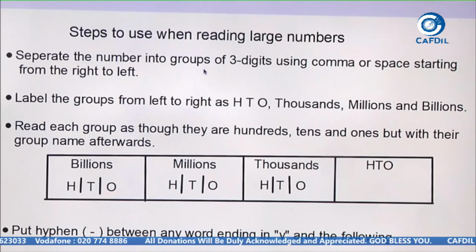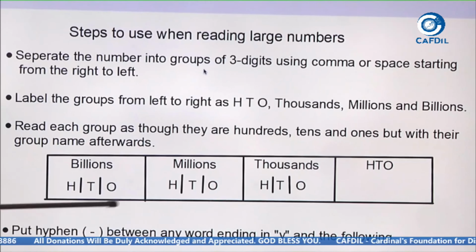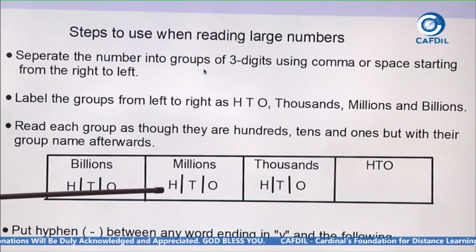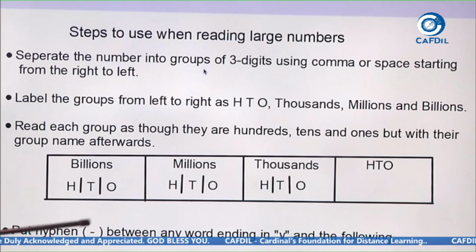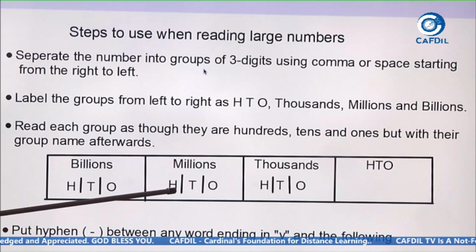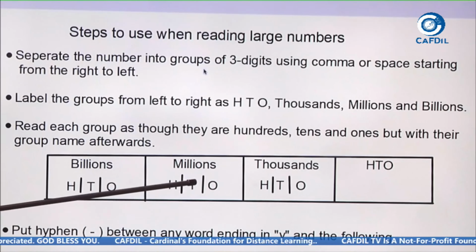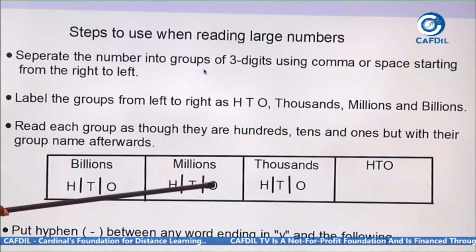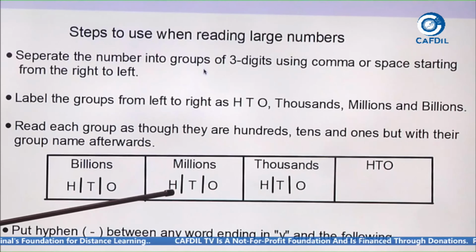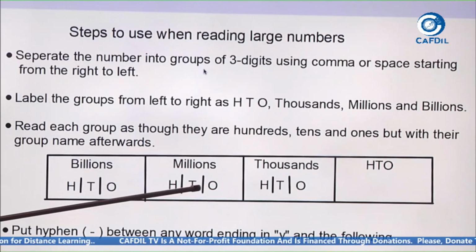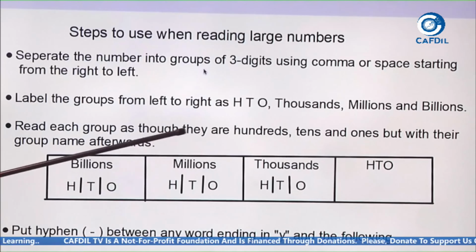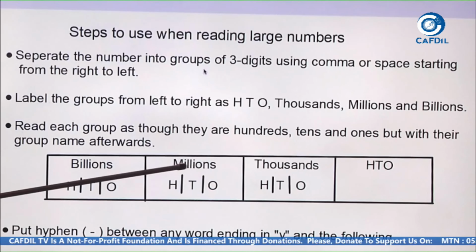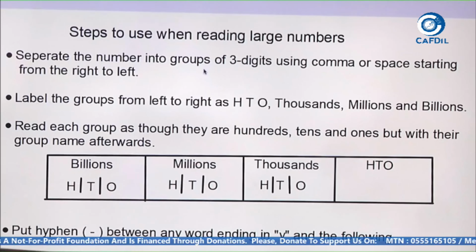This is how we read the numbers. When we come here, the millions, let's assume we have 2 under the hundreds, 6 under the tens, and 3 under the ones. So 623 million. You bring the group name afterwards. That is how we read it.